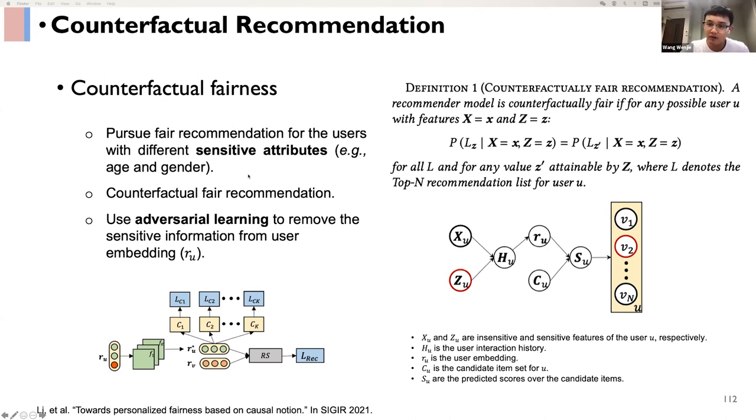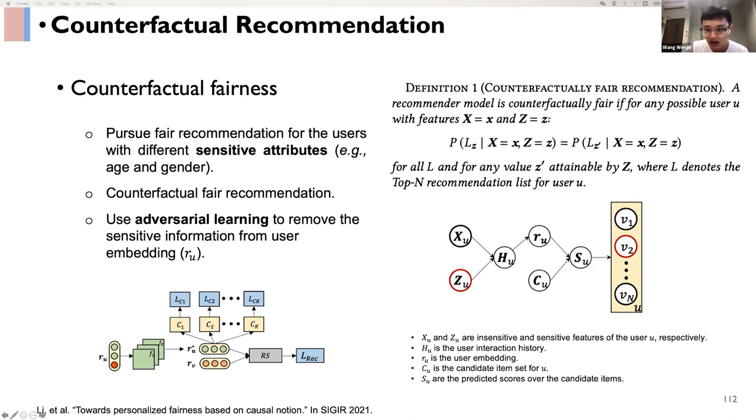If we pursue fair recommendations for users with different sensitive attributes, intuitively, for users with different ages, they should not be discriminated against and should receive fair or similar recommendations. As to counterfactual fairness, it means that for each user, if we change his sensitive attribute from Z to Z prime, the recommendation list should not be changed. This is the definition of counterfactual fairness.